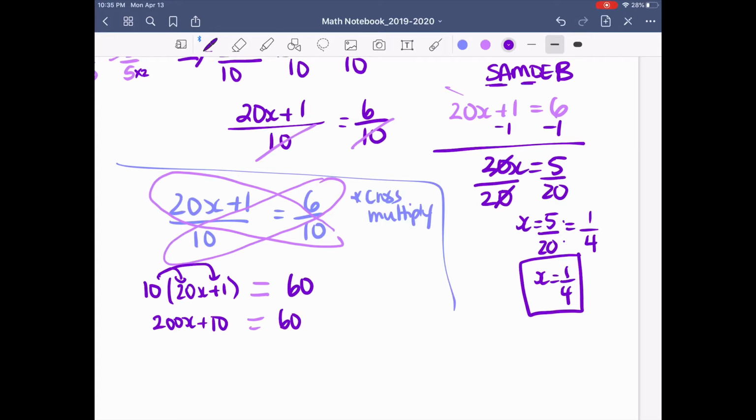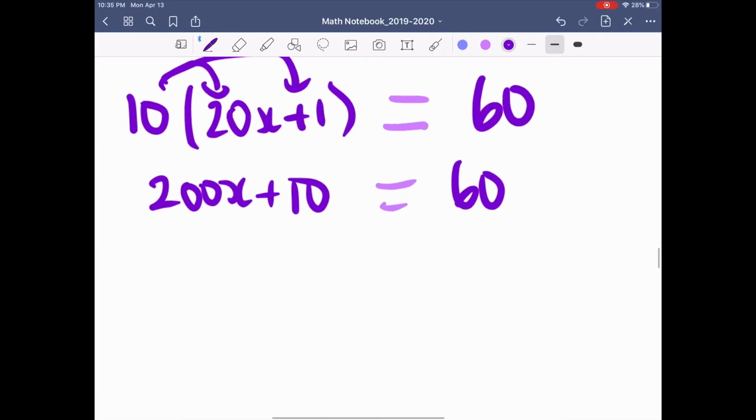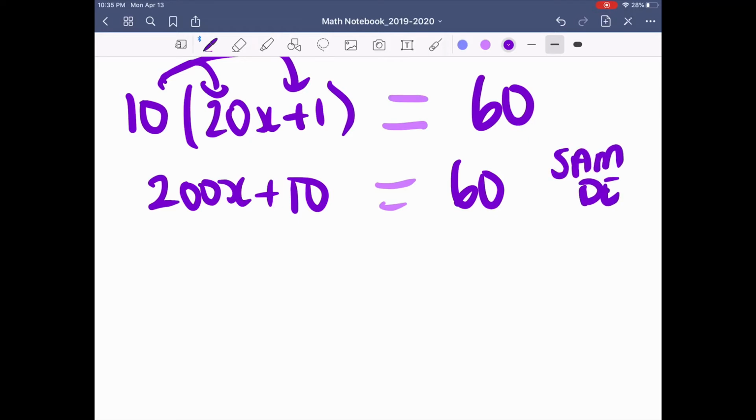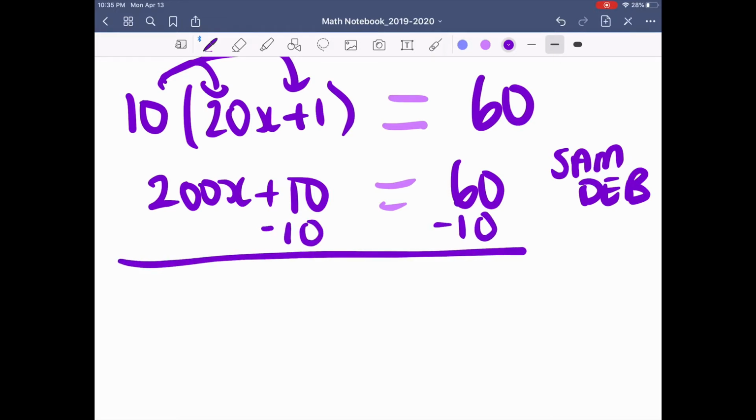And now we have a new equation here that we can solve using what we learned in 8.1. So the first thing, we're going to do SAMDEB. So both ways, guys, you're going to have to end up doing SAMDEB. So you choose which method you want to use. So we're going to start with any subtraction and addition, which is this plus 10. The opposite is minus 10. Minus 10. Cancel out. This gives you 200x is equal to 50.